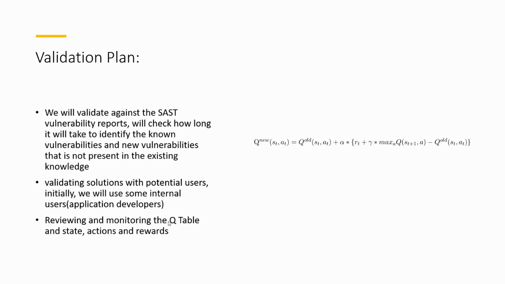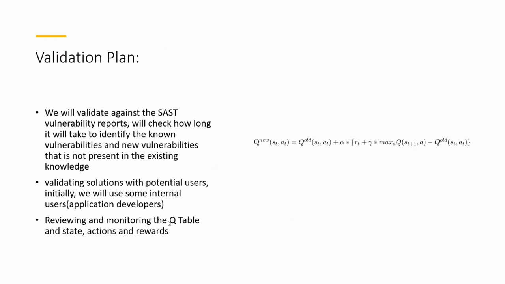And one more. Consider that the agent has done its job properly and identified the maximum number of vulnerabilities. Then it's our part to validate the solution. How can we validate? There are a number of methods we can use, and I have taken the very common ones here. Either we validate against the SAST vulnerability reports, which are the initial level of reports, and check that the agent properly identifies them. Then we check how long it takes to identify such known vulnerabilities, and whether there are any other new vulnerabilities present in the existing data.